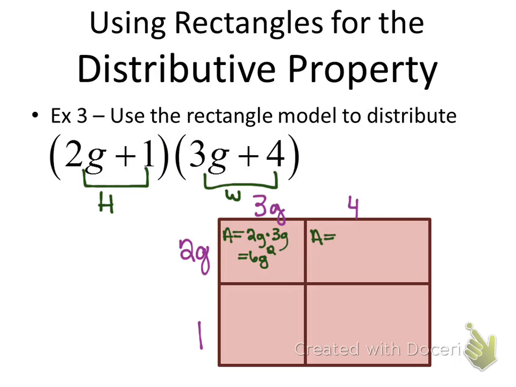What's the area of this section? Me? Oh, yep. 2G times 4 equals 8G. 8 what? G. Okay.